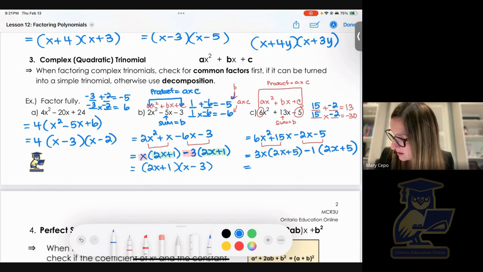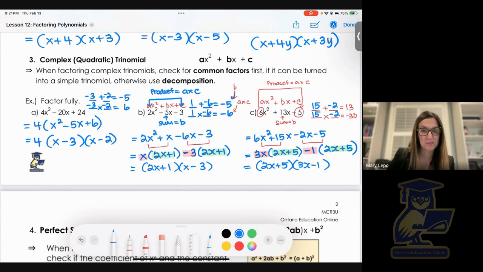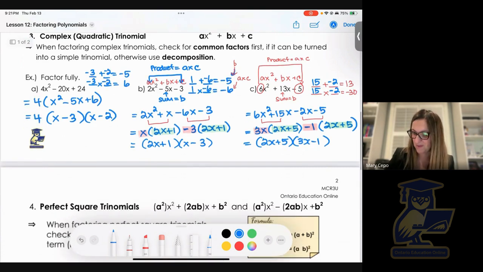So then, setting up our double bubble, the common binomial factor we know is 2x plus 5. So that's the terms in my first bracket. And then in our second bracket, we would have 3x minus 1. Excellent. Moving on.